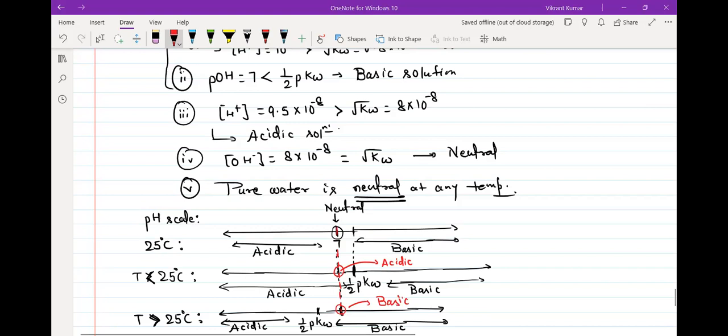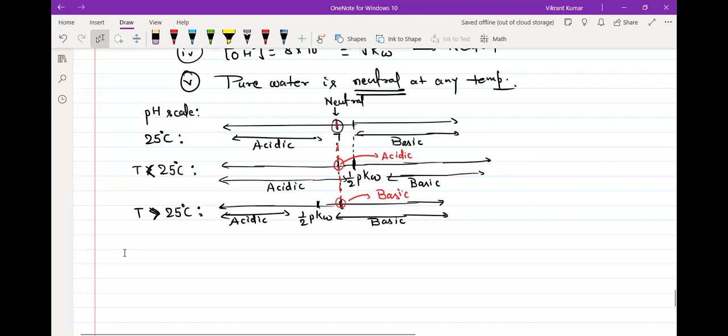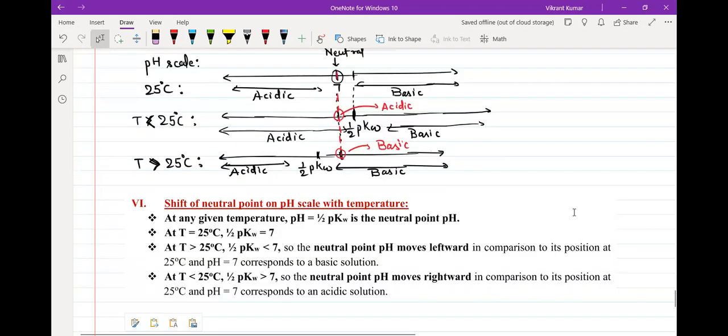I have summarized this and written it. So I'll just give you the result, the conclusion. What we just discussed, this was the conclusion. So if I'm talking about 25 degrees C, half pKw value is 7, and that's why pH equals 7 is neutral. But if I'm talking about temperature greater than 25 degrees C, half pKw has become less than 7, so pH equals 7 has become a basic solution. And if I'm having temperature less than 25 degrees C, half pKw is greater than 7, so the neutral point has moved rightward, so pH equals 7 has become acidic. Is it okay?